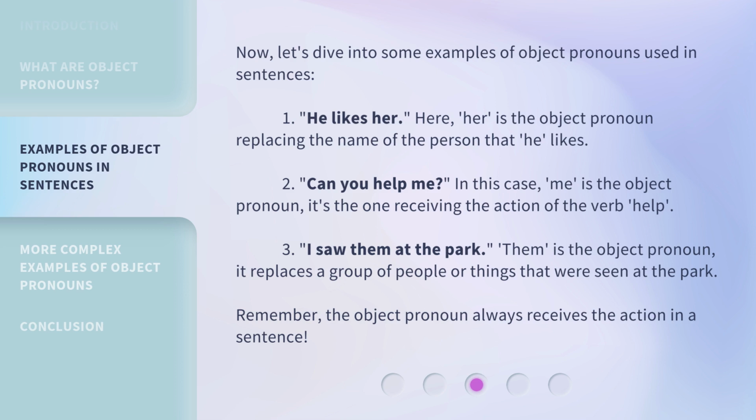3. I saw them at the park. Them is the object pronoun. It replaces a group of people or things that were seen at the park. Remember, the object pronoun always receives the action in a sentence.